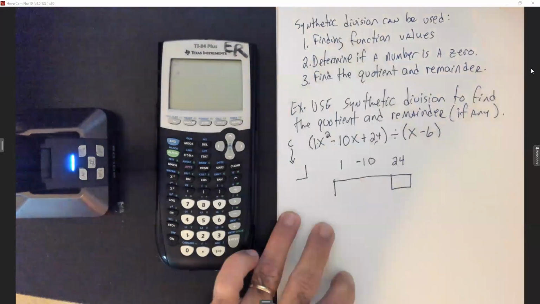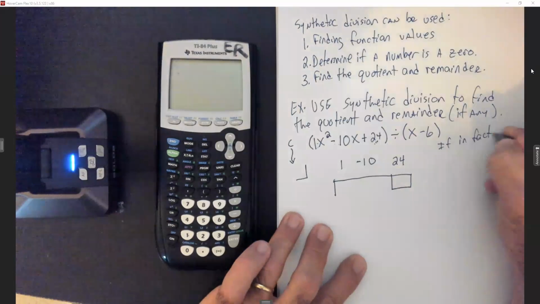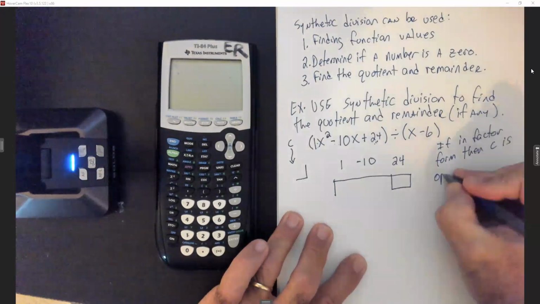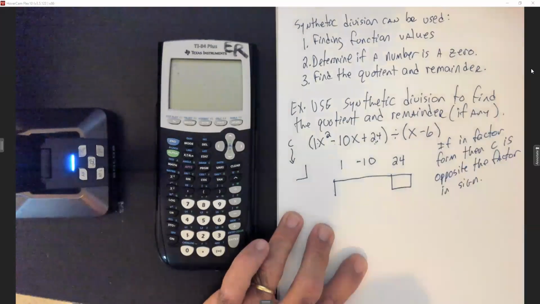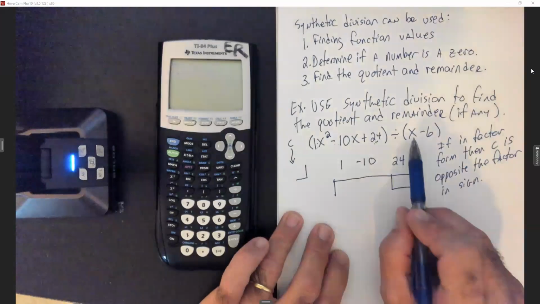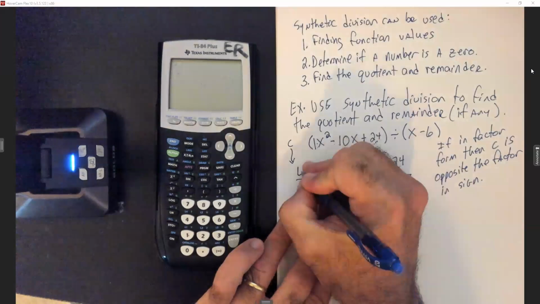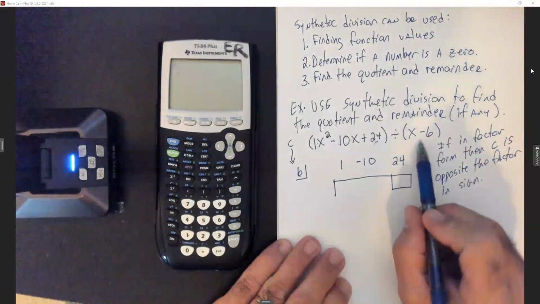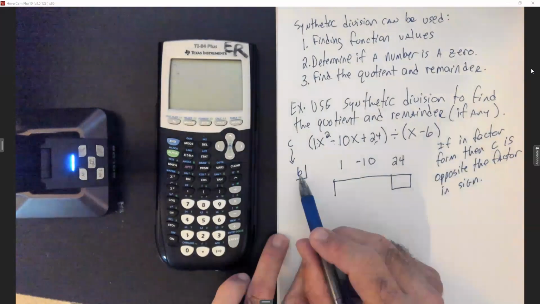So here's the thing on C. If it's in factor form, like we got here, then C is opposite the factor in sign. So if you're using it for quotients and remainders and you're given a factor like x minus 6, you change the sign of the negative 6 so that your C is 6. Just like a 0, right? If that's a 0, it's going to have opposite sign than the factor. So we're going to divide this by our C, which is 6.